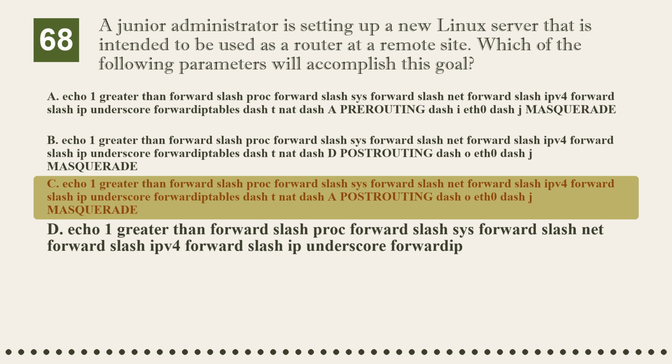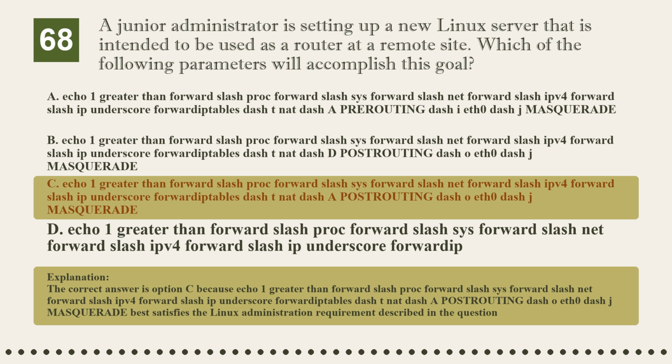Option D, echo 1 > /proc/sys/ipv4/ip_forward. The correct answer is option C, echo 1 > /proc/sys/net/ipv4/ip_forward; iptables -t net -A postrouting -o eth0 -j masquerade. The correct answer is option C, because echo 1 > /proc/sys/net/ipv4/ip_forward; iptables -t net -A postrouting -o eth0 -j masquerade best satisfies the Linux administration requirement described in the question.